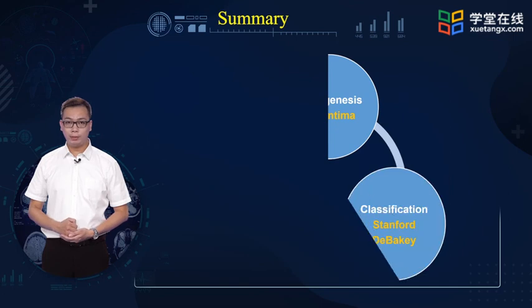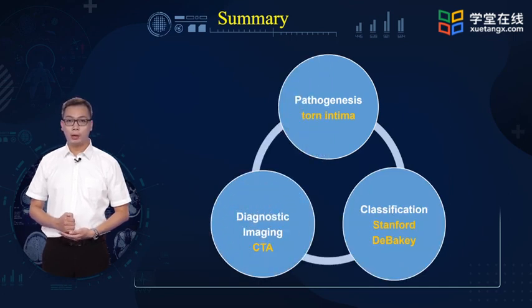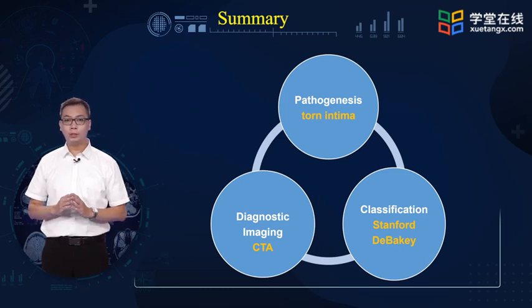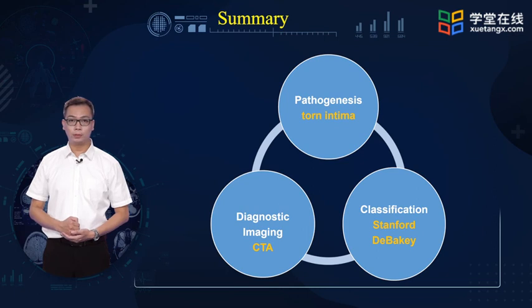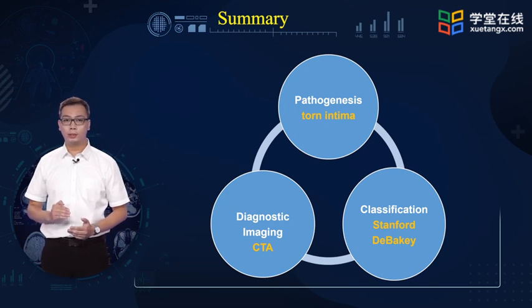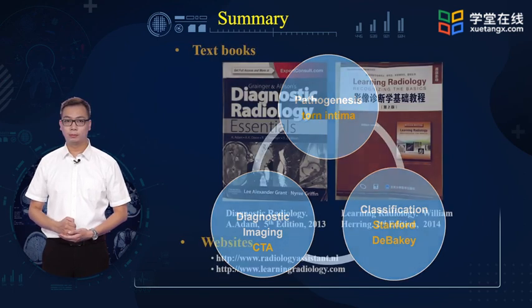Let's summarize the main contents of this class. Aortic dissection occurs when a tear in the intima allows blood to flow between the layers of the aortic wall, forcing the layers apart. CTA is the best diagnostic imaging of aortic dissection, and the typical signs include intimal flap, double lumen, and ruptured intima. The DeBakey classification, along with the Stanford classification, are used to separate aortic dissection into those that need surgical repair and those that can be managed conservatively. That's all for today.